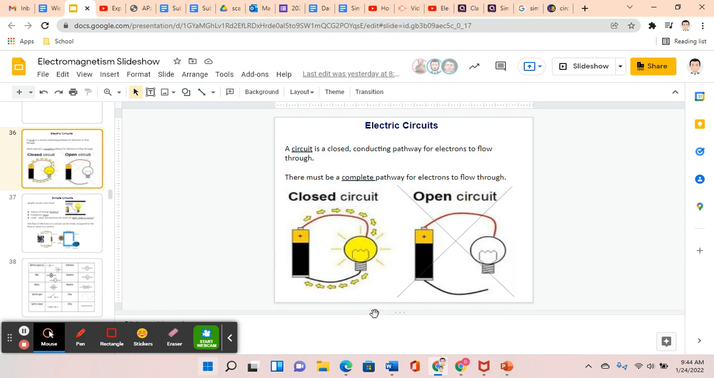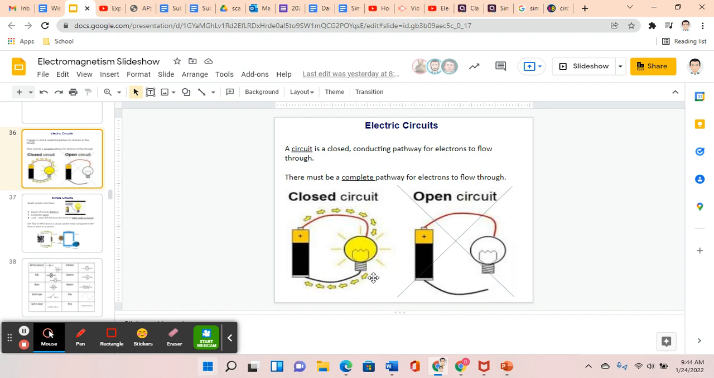A circuit is a closed conducting pathway for electrons to flow through. There must be a complete pathway for electrons to flow through. So I'm going to start with the image on the right, the open circuit. Notice that the wire on the bottom is not connected to the light bulb. And because of that, electricity or electrons cannot get through the circuit. It opens up the circuit and the light bulb is not lit.